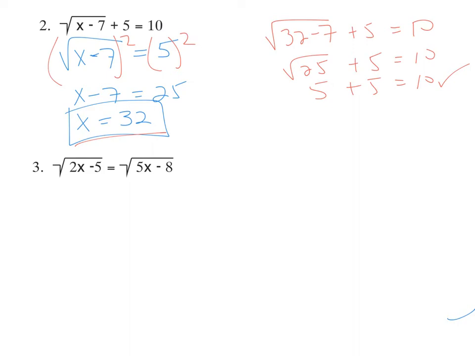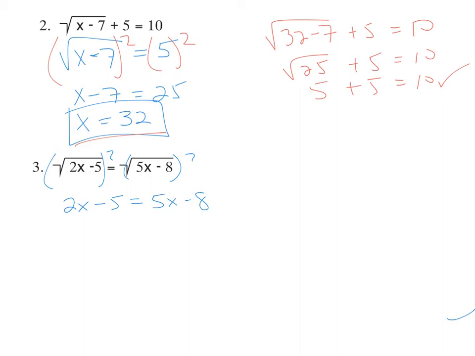So technically what we're doing is we're squaring both sides. We're saying this squared and this squared. But if you think about it, you just need to make sure what's inside that radical is the same. I end up with 2x minus 5 equals 5x minus 8.